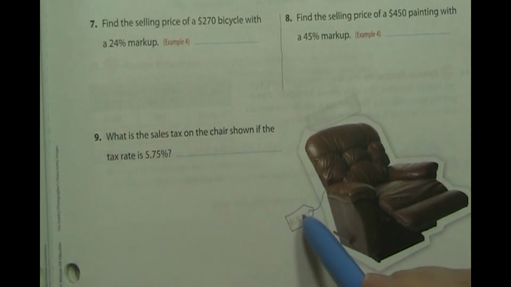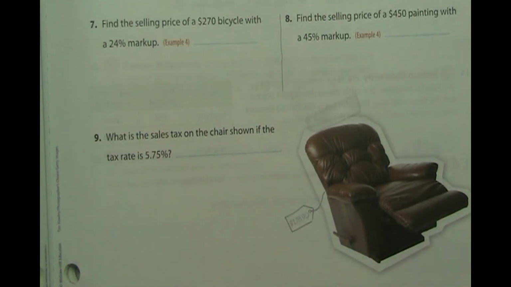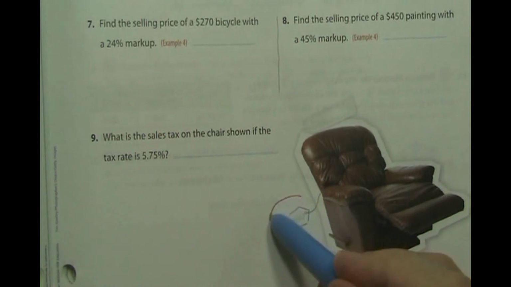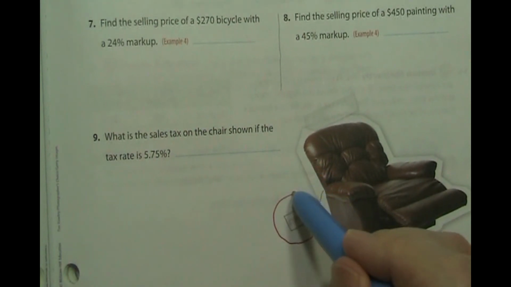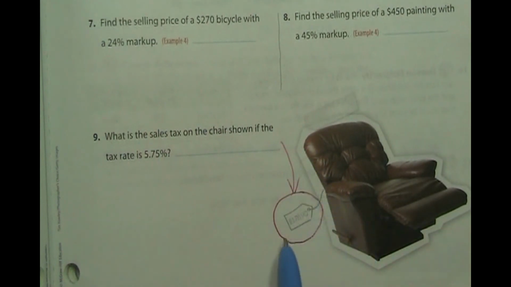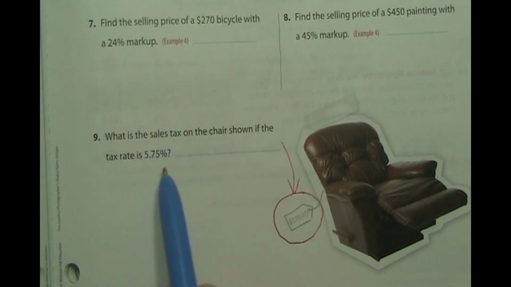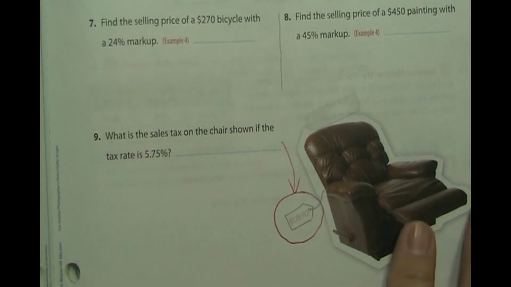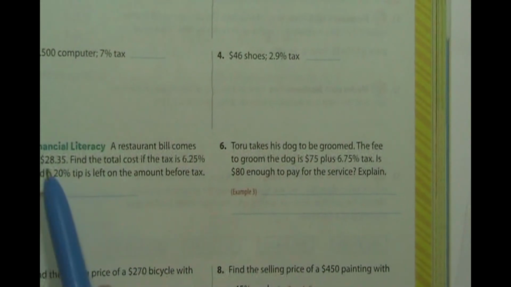Well, look, this is the price right here. They kind of hit it. It's attached to the chair. Okay? So that's what you want to do. You want to figure out the tax on it. And it just wants to know what the tax is. How much is the tax? So there's the price for that one. Let's scroll up to this one. Point out number 5 and number 6.